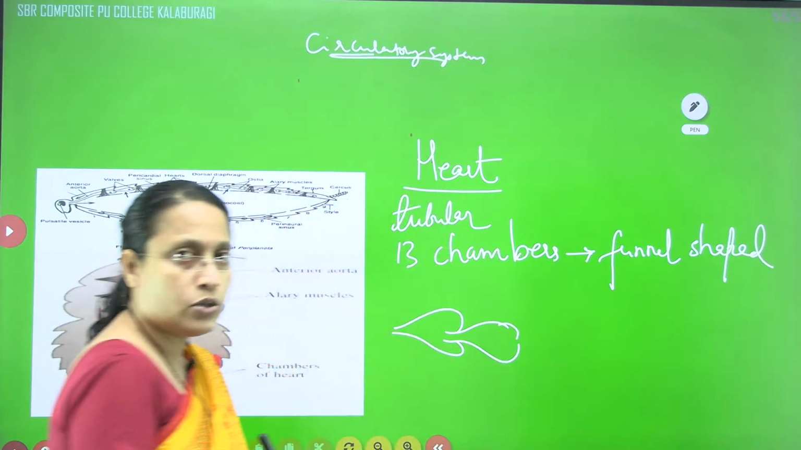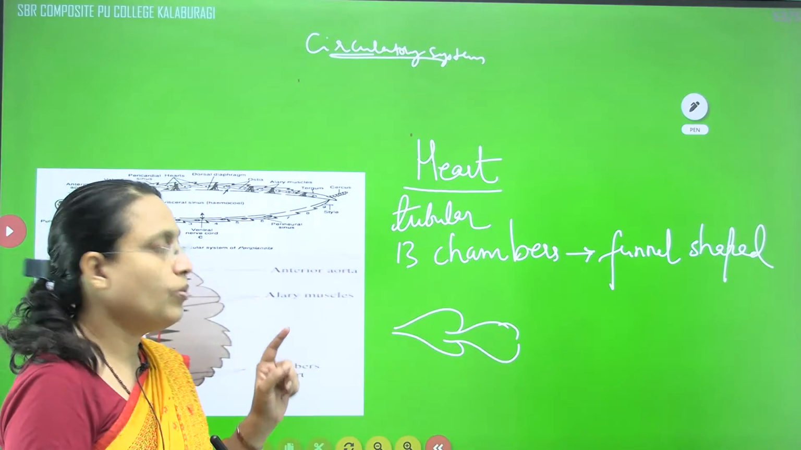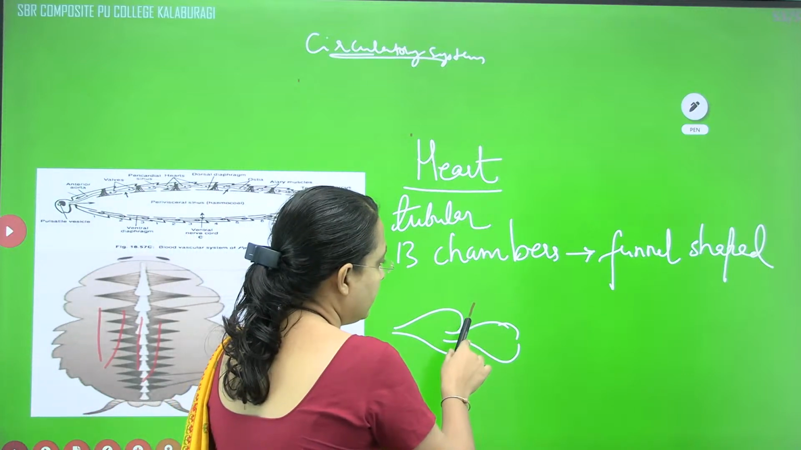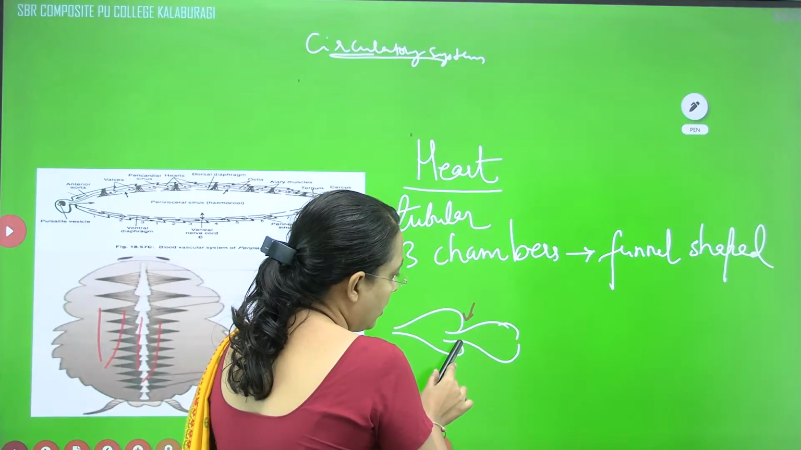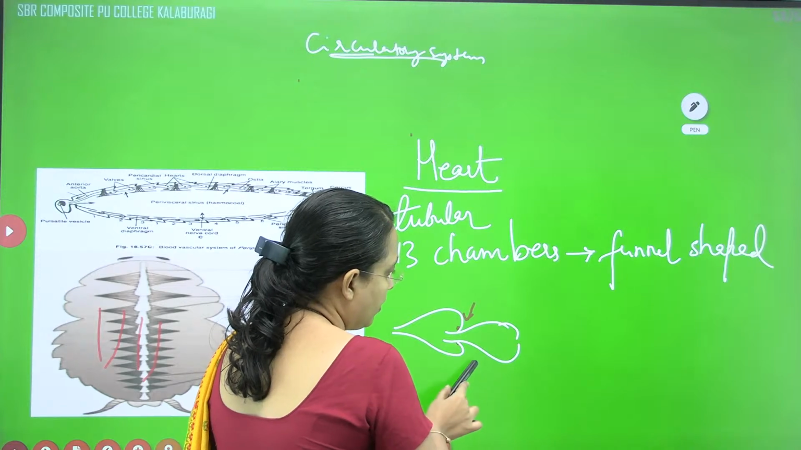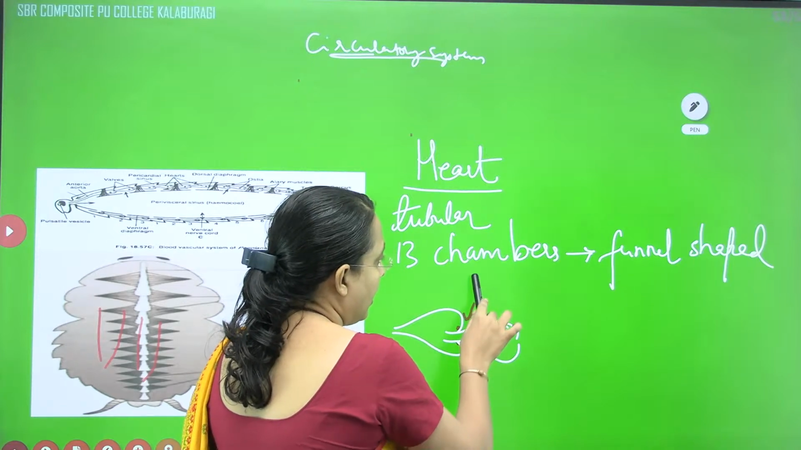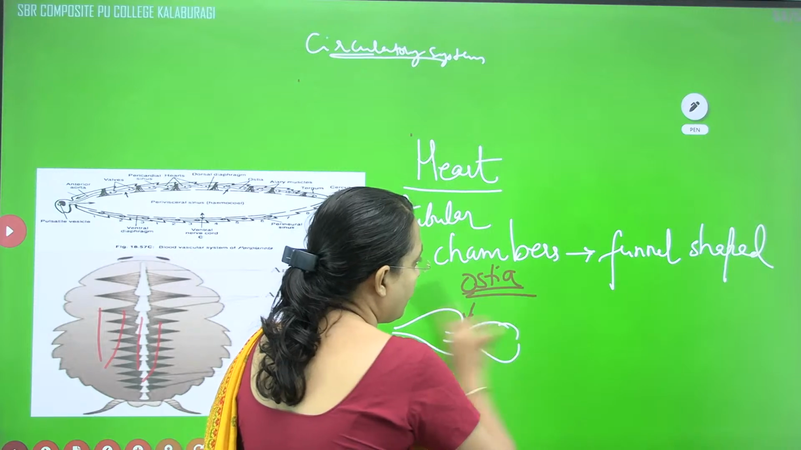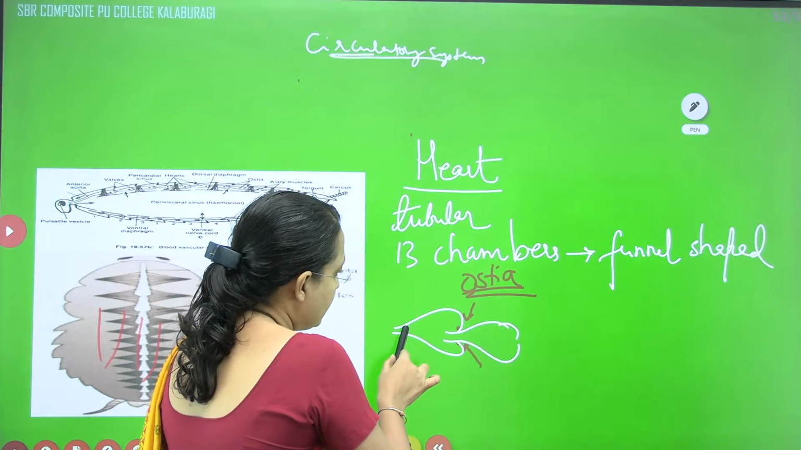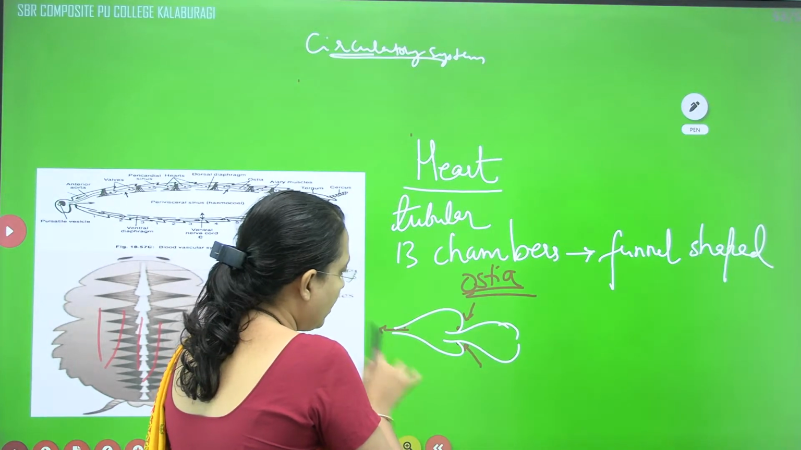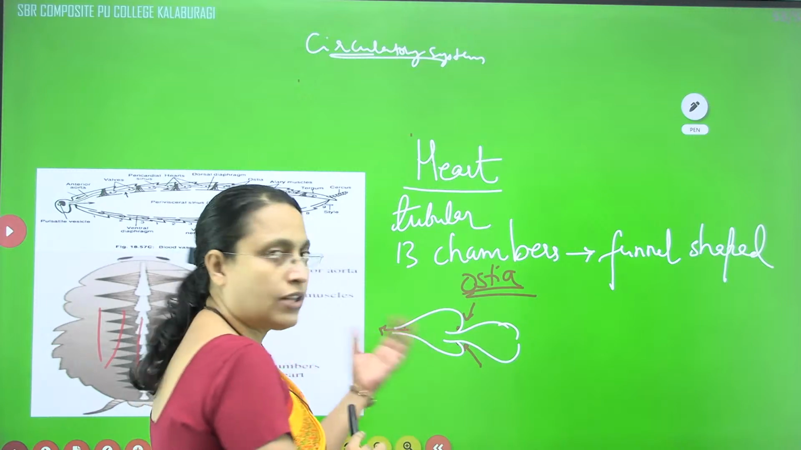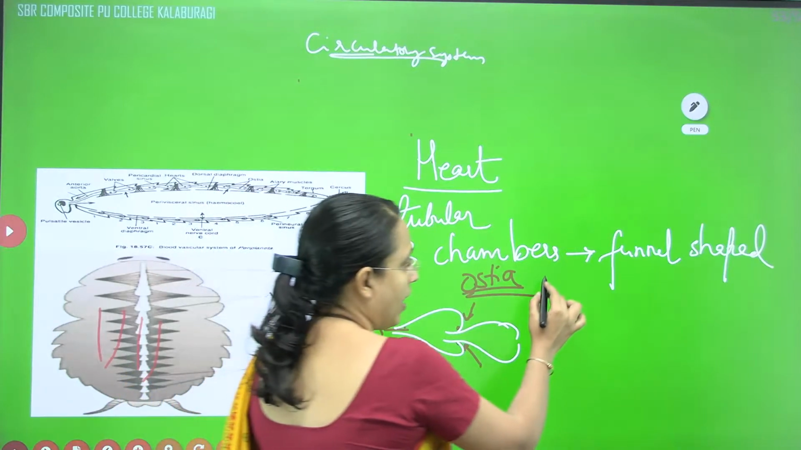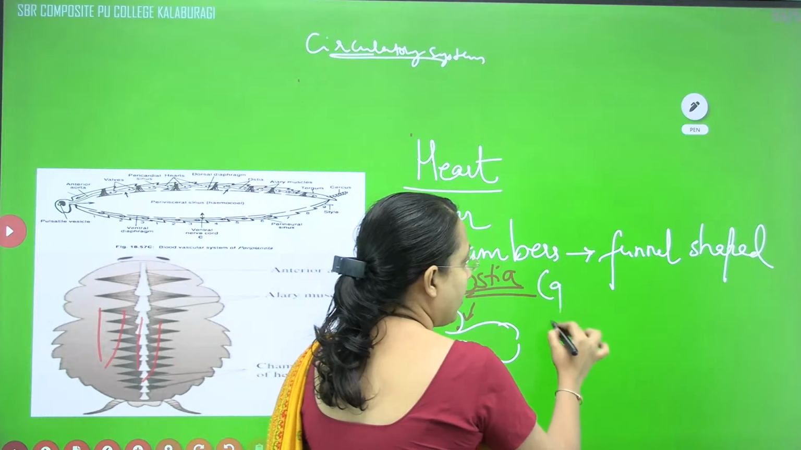Each chamber will have 2 openings on the lateral side. This is one opening here, and here will be another opening on the lateral side. These are called ostia. Whereas there is an opening here also, which will lead to the next chamber. The ostia are guarded by valves.